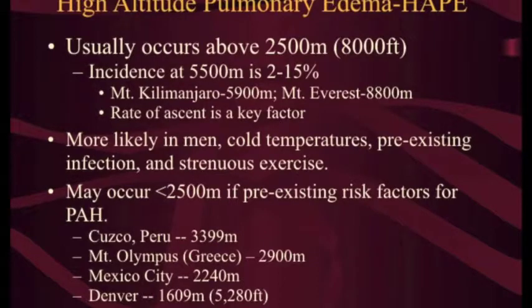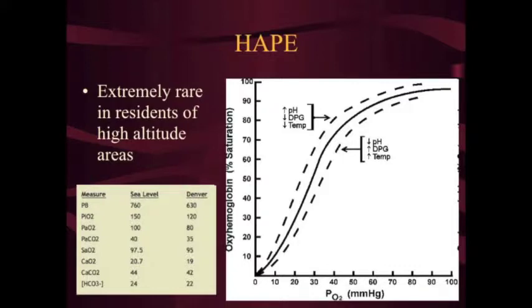And just a few other numbers. Cuzco, Peru is about 3,300. Mount Olympus, the one in Greece, is about 2,900 meters. The one in Birmingham here is about 200 meters, just above sea level, if you're curious. Mexico City is about 2,200, and Denver is about 1,600, which is almost exactly a mile high. So remember Mexico City for later. Altitude pulmonary edema, people live there. They don't live on Mount Everest, but they live at the top of some of these mountains or near the top. And so it's very rare to get this, and it's because they're chronically acclimated to that.